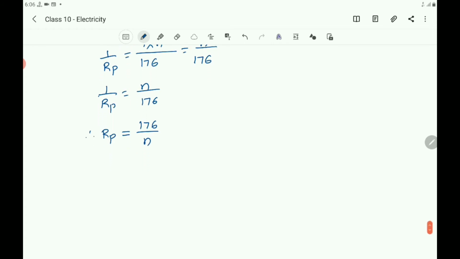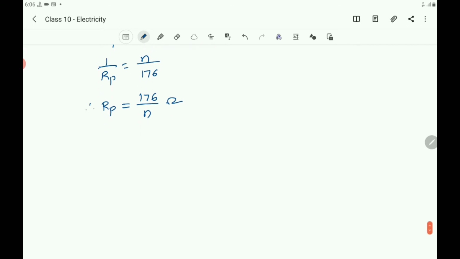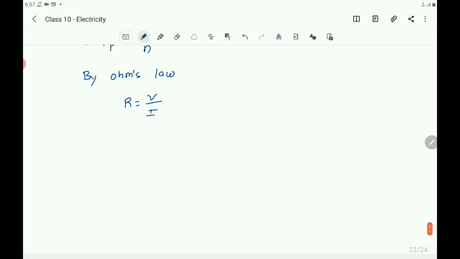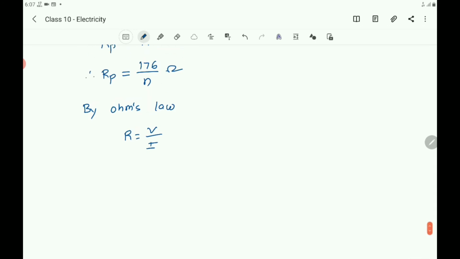Now here, by using Ohm's law, you get the relation R equals V by I. So Rp is 176 by n ohm. By Ohm's law, R equals V by I. Here R is Rp, that is 176 by n equals V, which is 220.